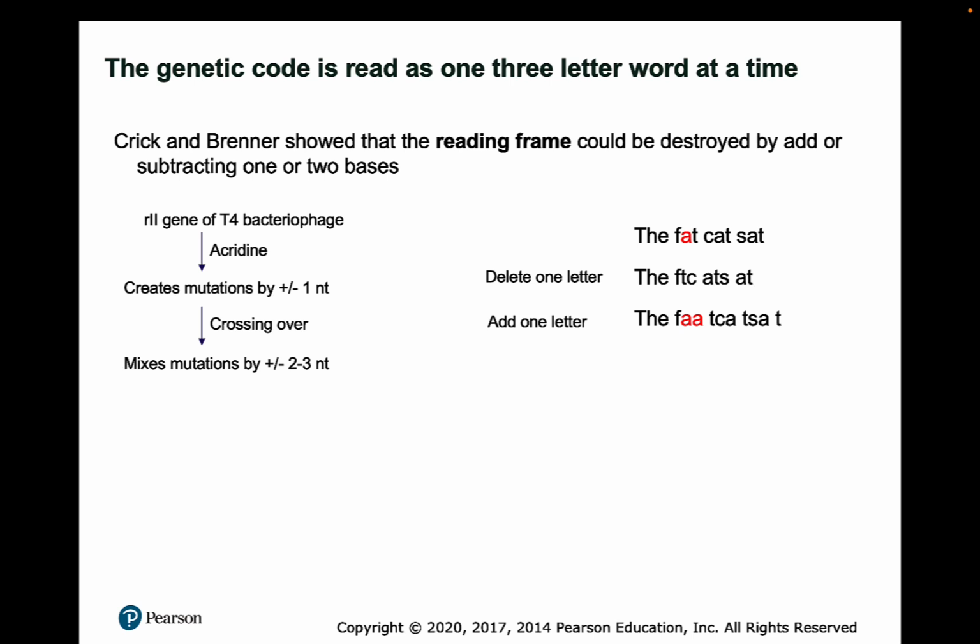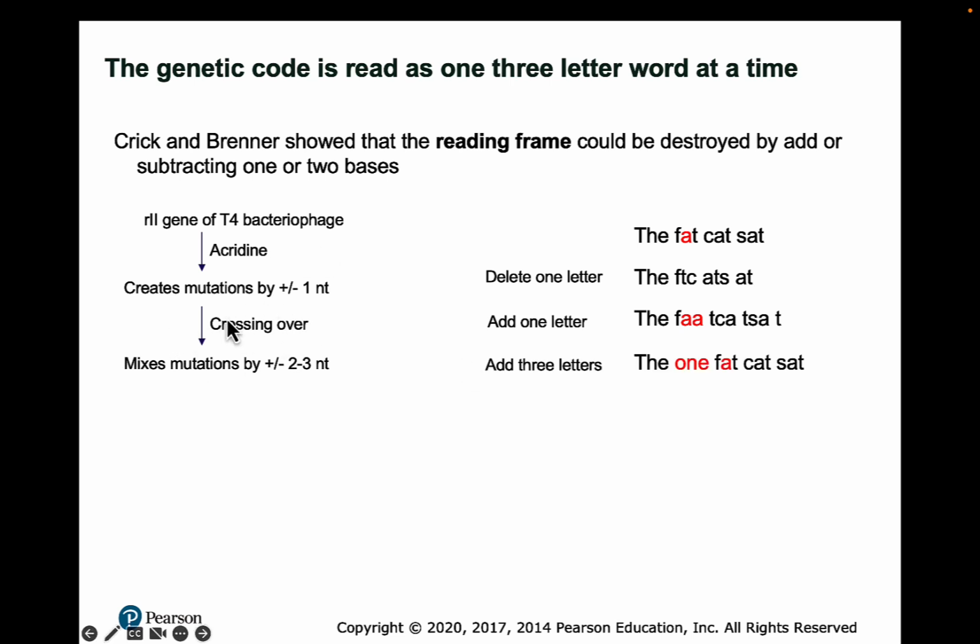Similarly, if you added 1 letter, so instead of deleting this A, and of course you can see here the reading frame shifted backwards, which made it gibberish. Here we're adding an A, and so the reading frame is being shifted forward, right? So now that A is here, which means the TC, which finished the word fat, is now beginning this new word. And so we still end up with gibberish, and the proteins were not functional.